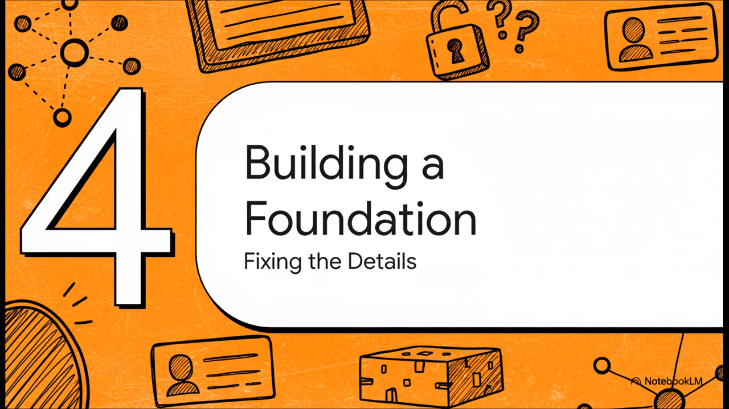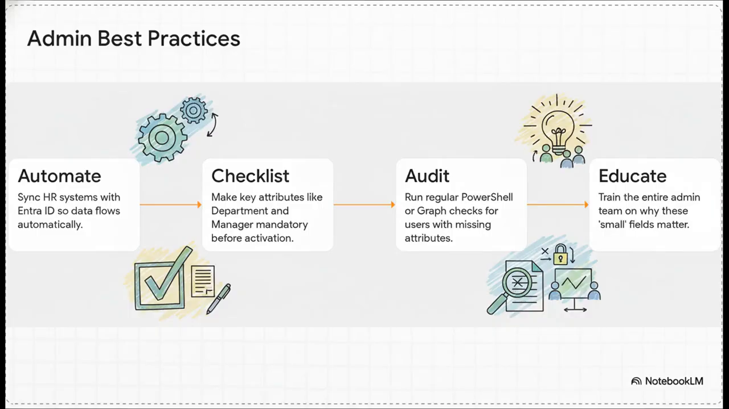Okay, so we've spent a lot of time on the problem and its pretty scary consequences. But the good news is, the fix is actually really straightforward. It all comes down to changing your process, and really, your mindset, so you can build a stronger foundation right from day one. So here are 4 concrete things you can do. First, and this is the absolute gold standard, automate. If you possibly can, sync your HR system directly with Entra ID. That way, the data is always fresh and correct.